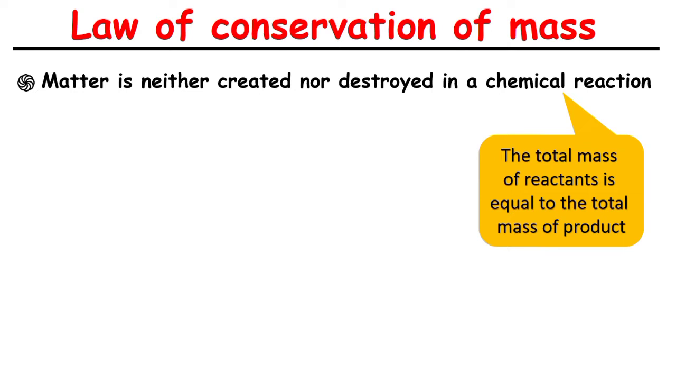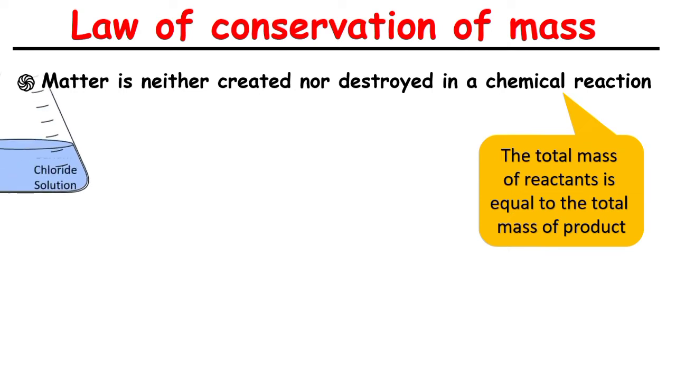The reactants are what we react with each other in a chemical reaction to form the products. So the total mass of the products and the total mass of the reactants is equal. Let's see this law with the example of an experiment.